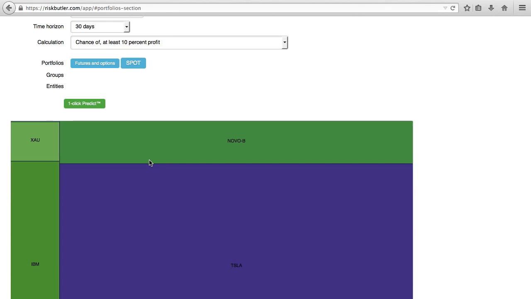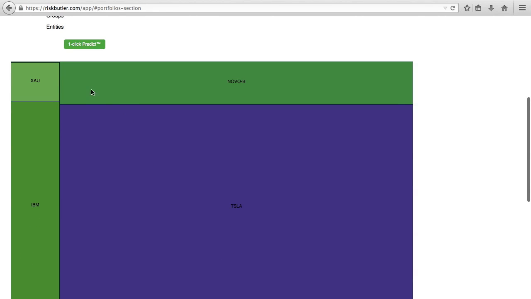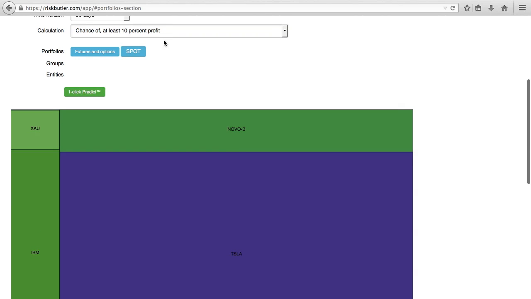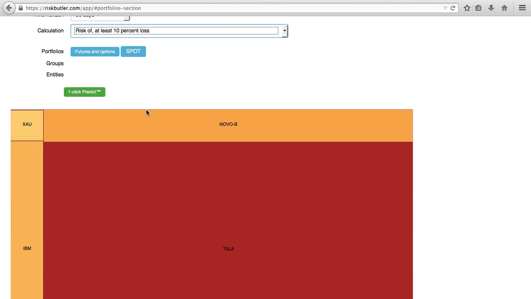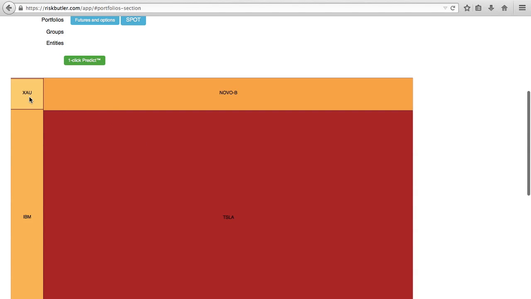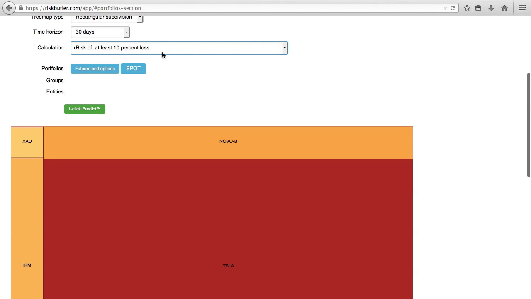If we click again, we get the full tree, and we can also just put our mouse pointer on top of a square, and it reveals a tooltip that gives us further information. So the gold spot position has a 0.6% chance of at least 10% profit in 30 days. We can change this to looking at the risk. Now we get the reddish colors, and we see the gold has about 0.32% chance of a 10% loss in 30 days.